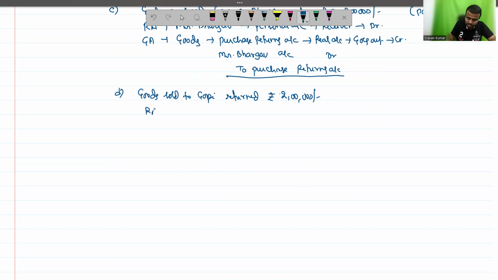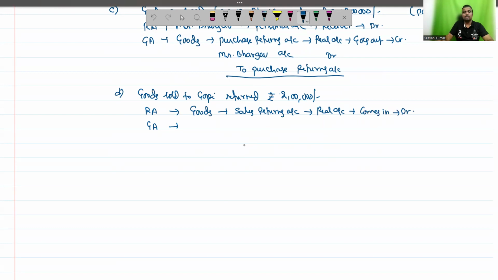Sales returns. So here, what is the receiving aspect and what is the giving aspect? Receiving aspect is nothing but goods. If the goods are returned by the customer, we have to use the word sales returns account. Goods is a real account. As per the rule of real account, debit what comes in, credit what goes out. Here goods comes into the business, so that account is debited.